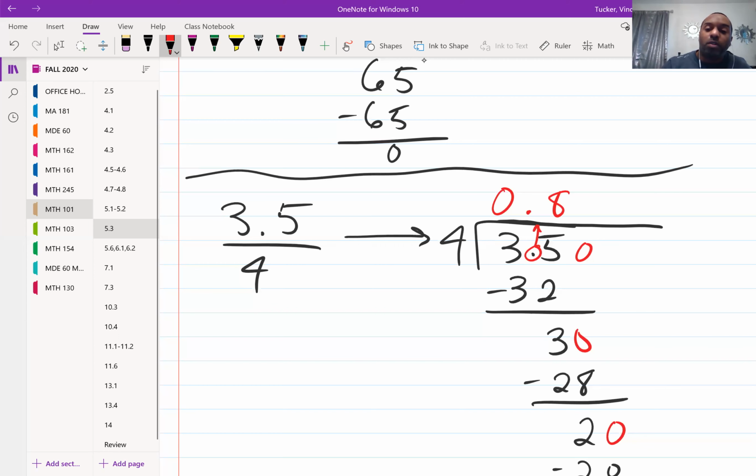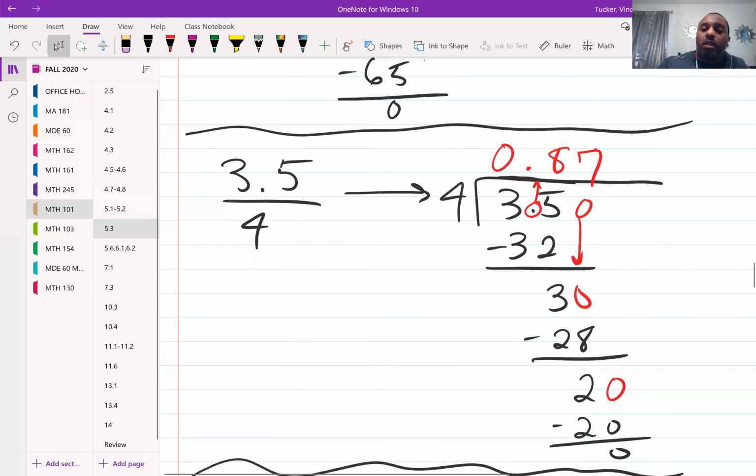So 35 minus 32 gave us 3. Bring down your 0. Then 4 goes into 30 7 times. 7 times 4 is 28. Okay, yeah, 4 times 7 is 28. And then 30 minus 28 is 2. And then bring down your 0 once again. 4 goes into 20 5 times. And then that would be your answer, 8.75.